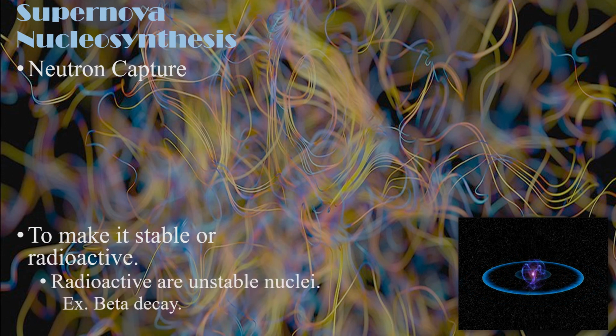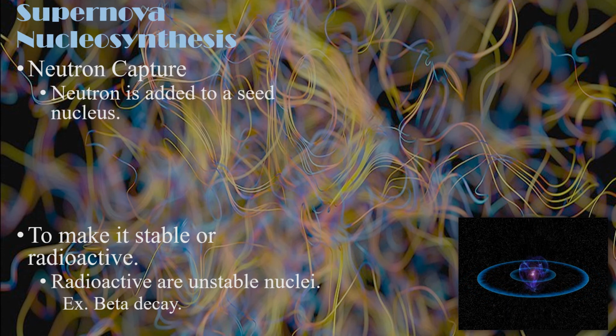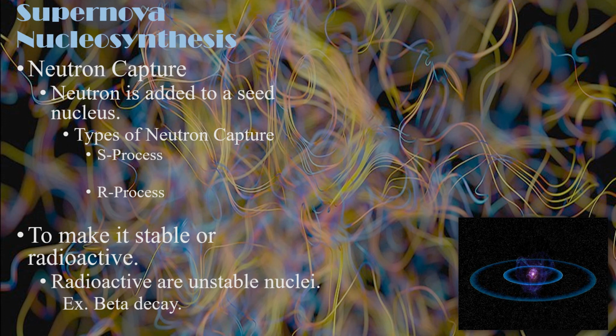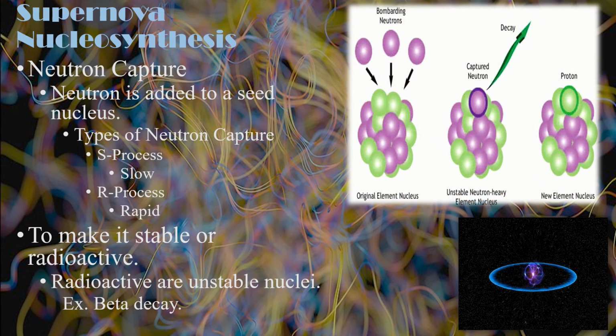When we say radioactive, these are the unstable nuclei. An example of this is beta decay. As you can see, as the neutron is captured, it is automatically added to the nucleus, or the seed nucleus. There are two types of neutron capture, the S process and the R process. S stands for slow, and R stands for rapid. So you can see the difference between these two.